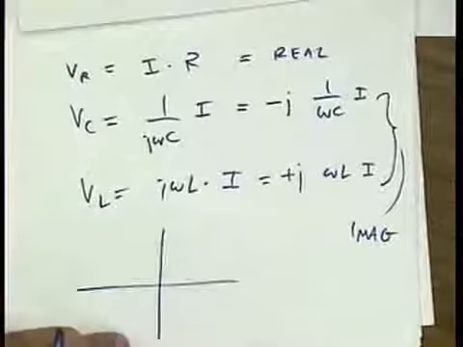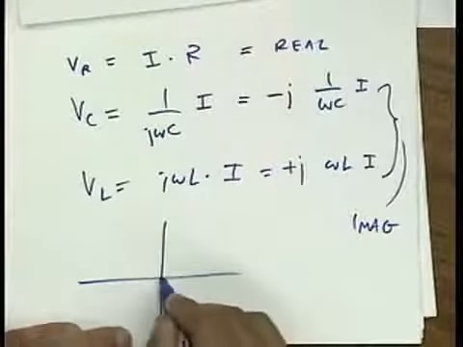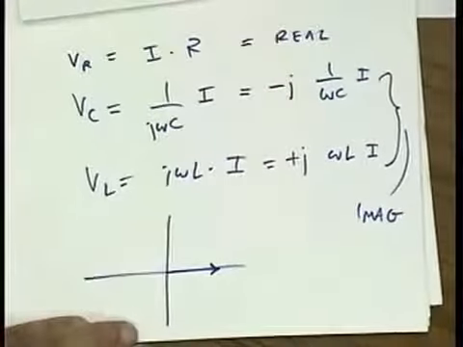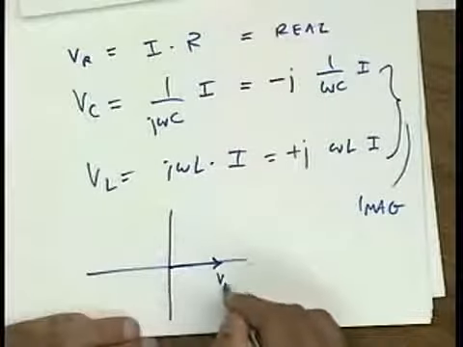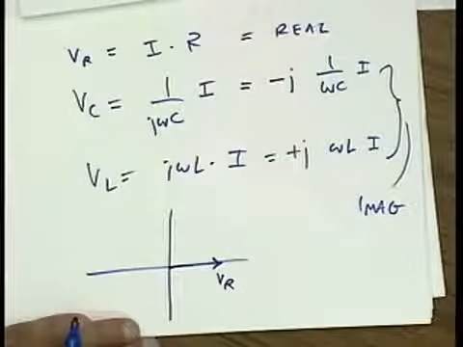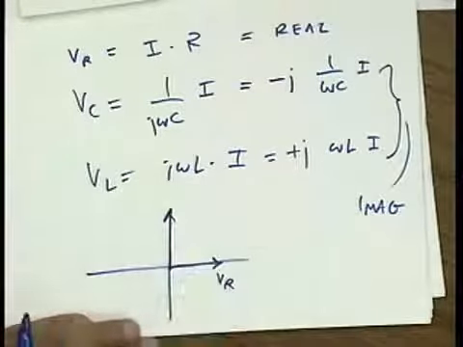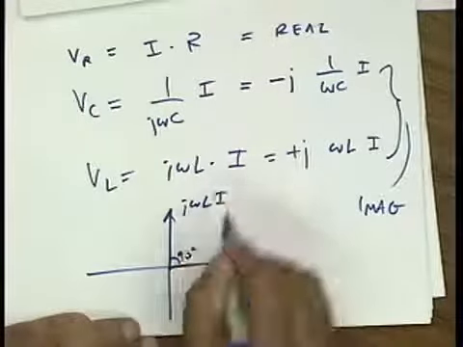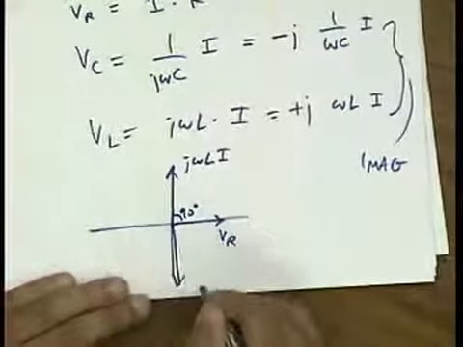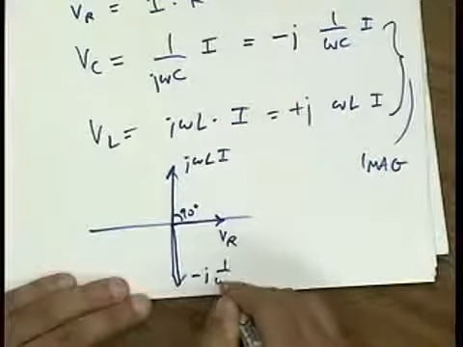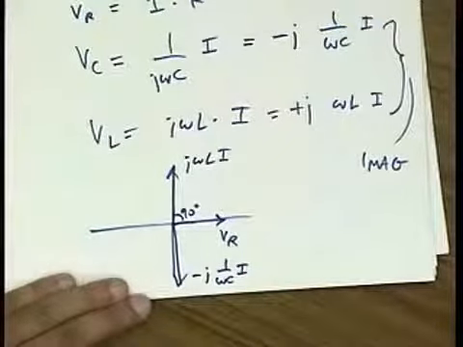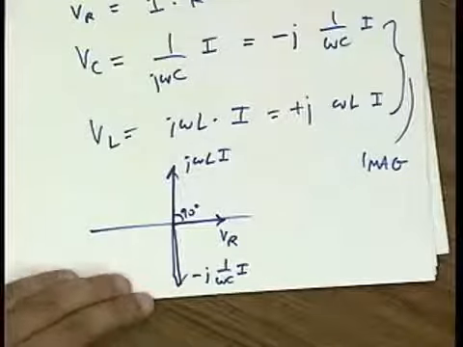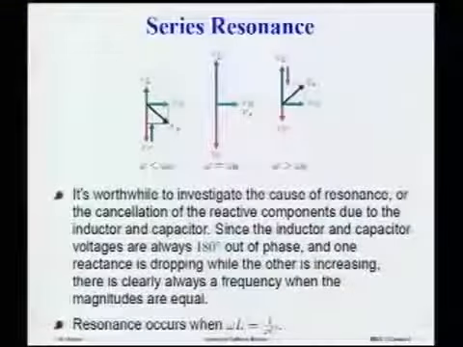So if I plot these on a complex plane, the voltage across the resistor is always positive with this reference that I've defined, and it's always on the real axis. So this is VR. The voltage across the inductor has a phase of plus 90 degrees, right? It's J omega L I. And the voltage across the capacitor is minus J 1 over omega C I. Is that clear? Okay, so back to the slide.